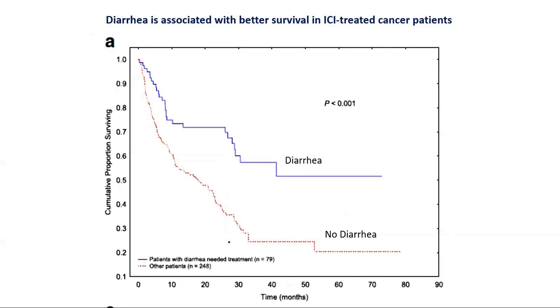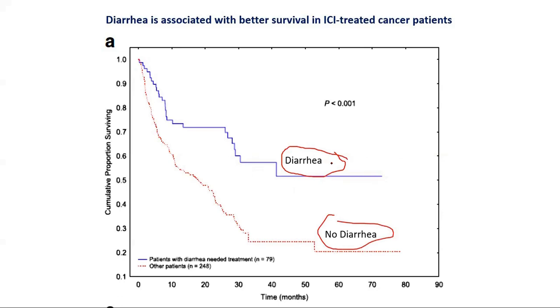Another interesting observation they made was about survival in people who developed the side effect of diarrhea. This is a Kaplan-Meier survival curve. The x-axis is time. The y-axis is the drop down of survival. Starting at 100%, people are alive. As time goes by, people died, and these are the remaining alive persons. So you can see people who did not have diarrhea died off much quicker. The people who had diarrhea actually survived better.